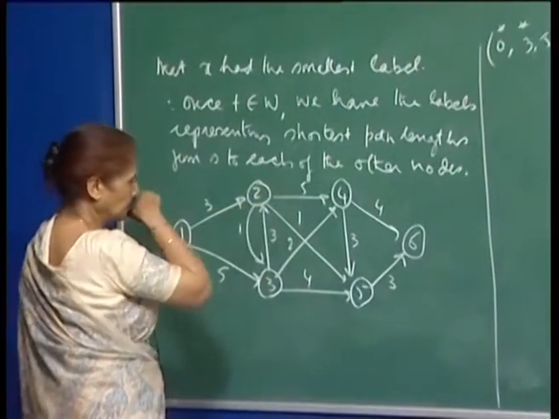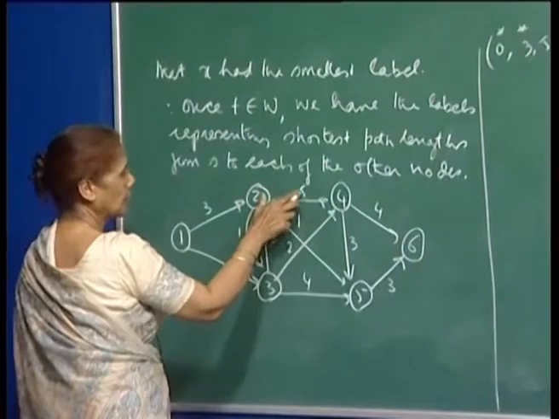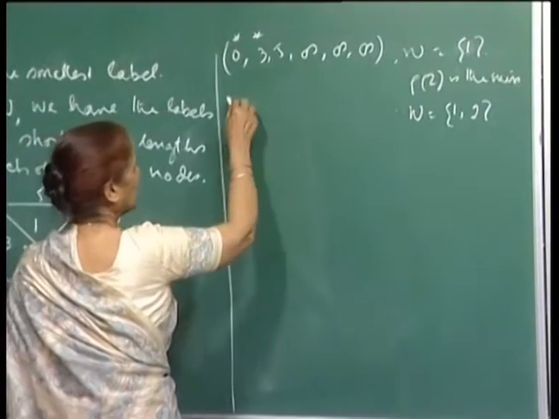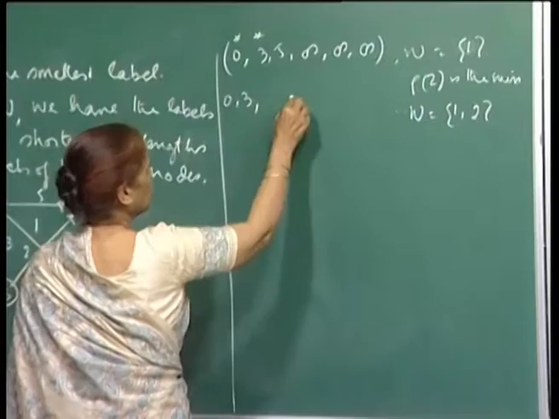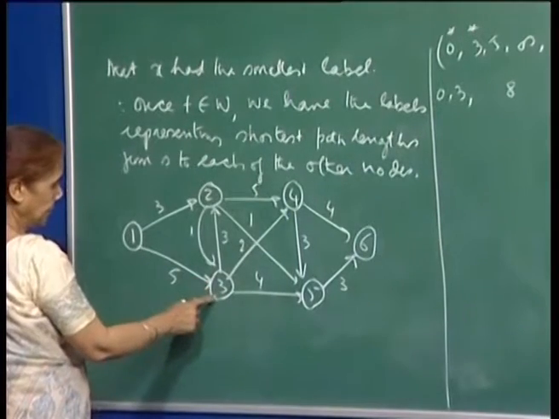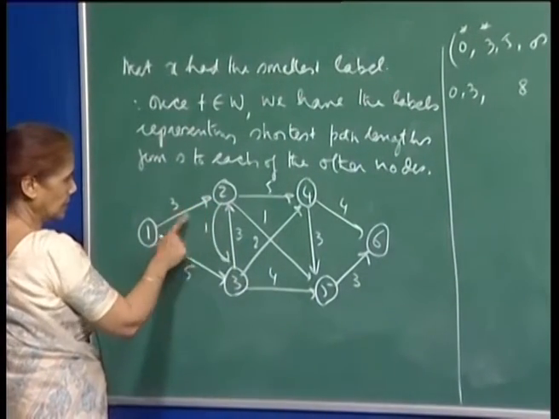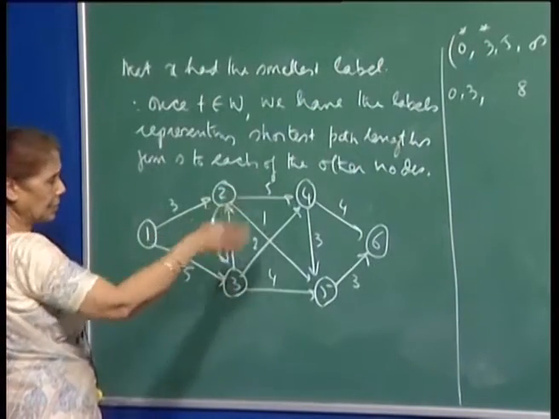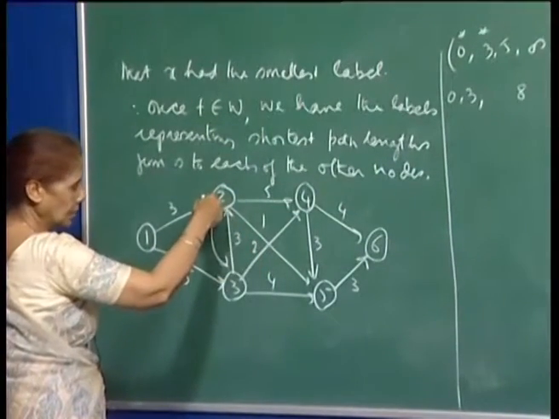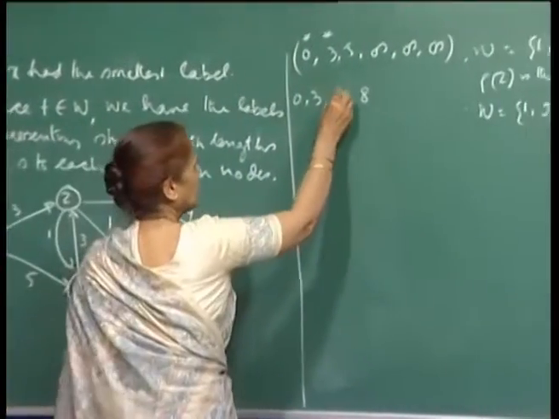For example, node 4 is connected to 2, and the label here would become 8, and the old label was infinity. So here I can write down 0, 3, and this one would become 8. Then for node 3, the earlier label was 5. From 2 you can come to 3, and the distance is 3 plus 1, 4. I don't have to do the minima, because I know the others are all positive Cijs, so I cannot come to 3 from 2 by any other route. So this one also gets updated to 4.